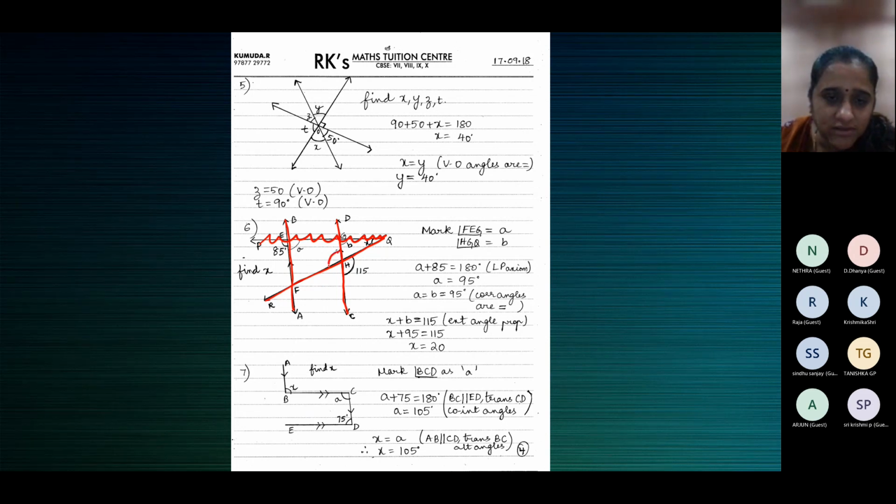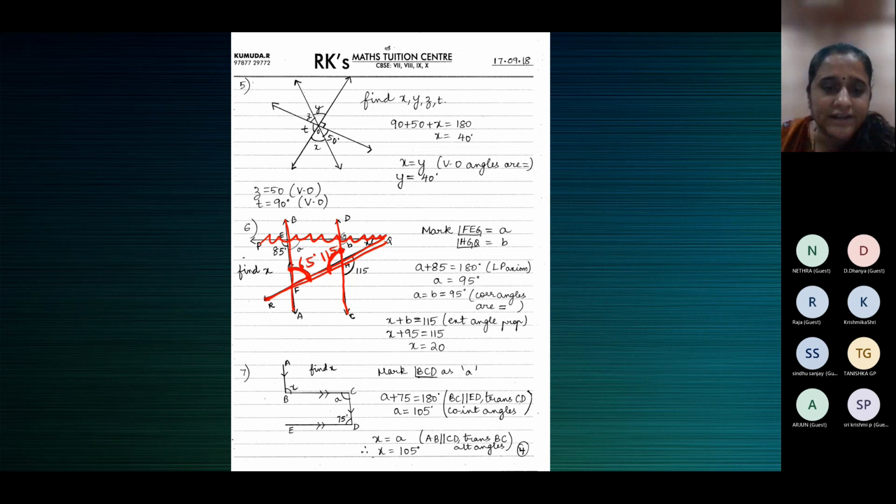Here, on the same side of the transversal, we have two angles like this, from the parallel line till the transversal. They are on the same side of the transversal, and both of them are interior angles. So they are co-interior angles. They are supplementary. This is 115, since vertically opposite angles are equal. Now co-interior angles are supplementary, so this will be 65.